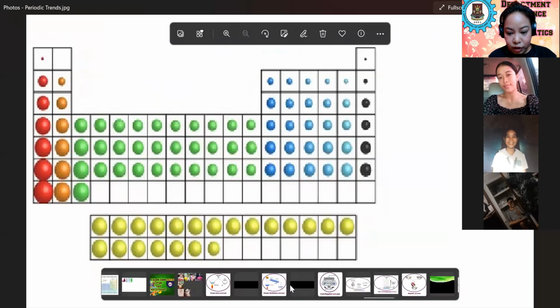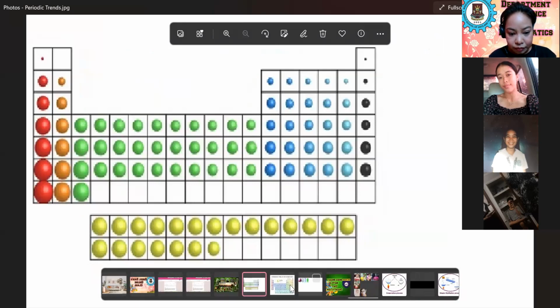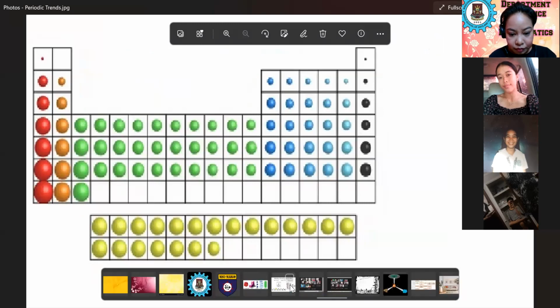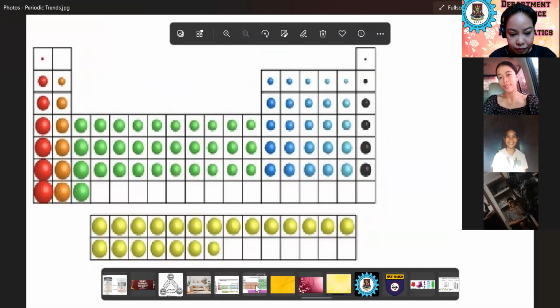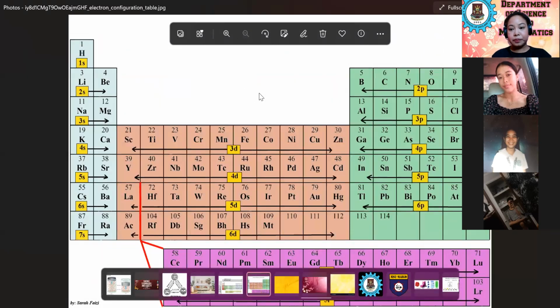Kadjut lang ha, mangita ko itong naka-SPDF. Okay. Makita ninyo ang periodic table? Yes, ma'am.